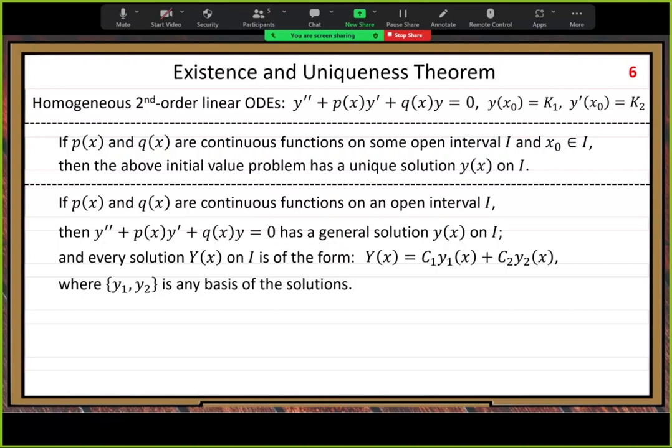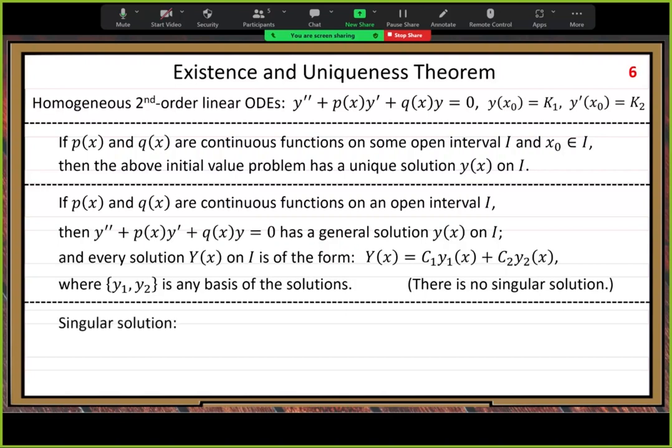You can treat it as another theorem. So we get more information: every solution can be represented as a linear combination of the two functions inside the basis. This means there is no singular solution. I mentioned singular solution before. Do you still remember what a singular solution is? From the name you can guess a little bit: something very special, not normal. A singular solution is a solution not obtainable from a general solution. You cannot choose special C1, C2 to get that singular solution from the general solution expression.